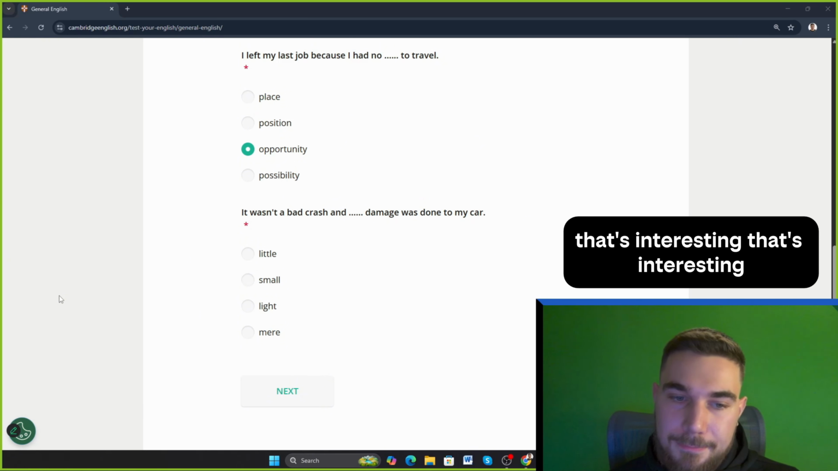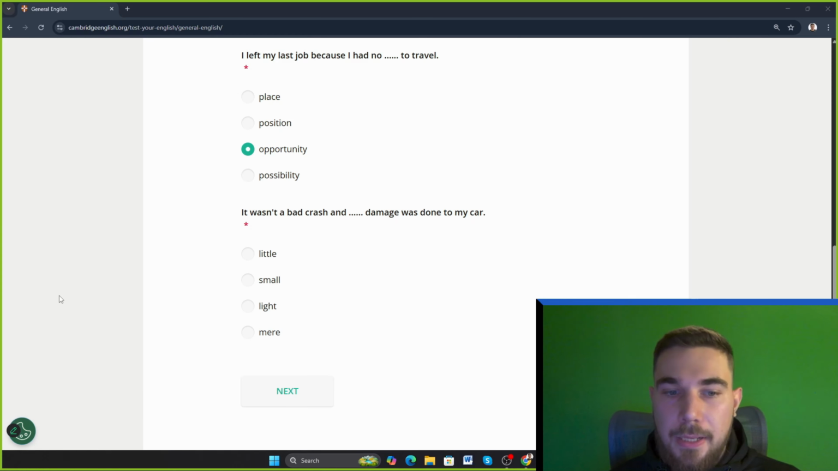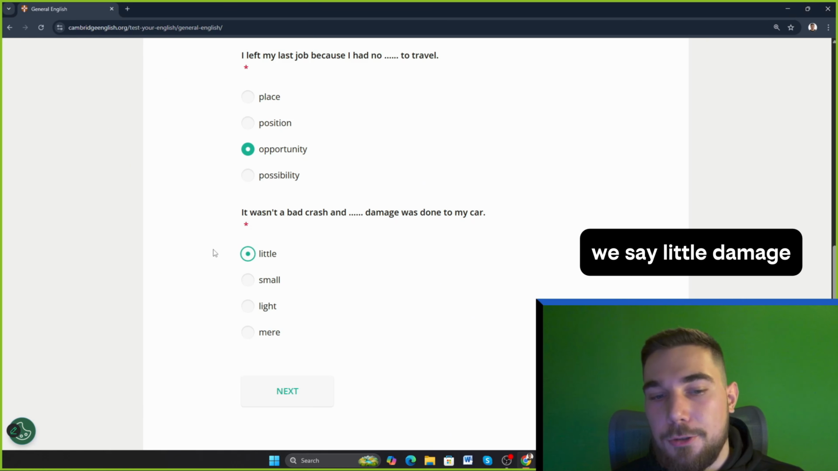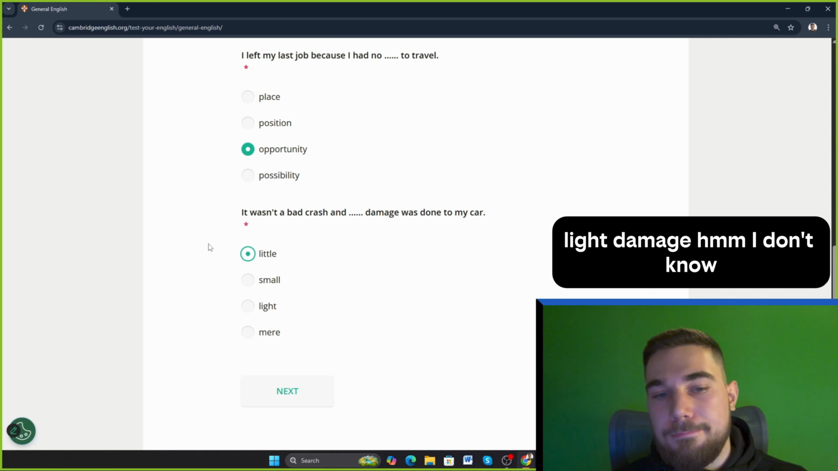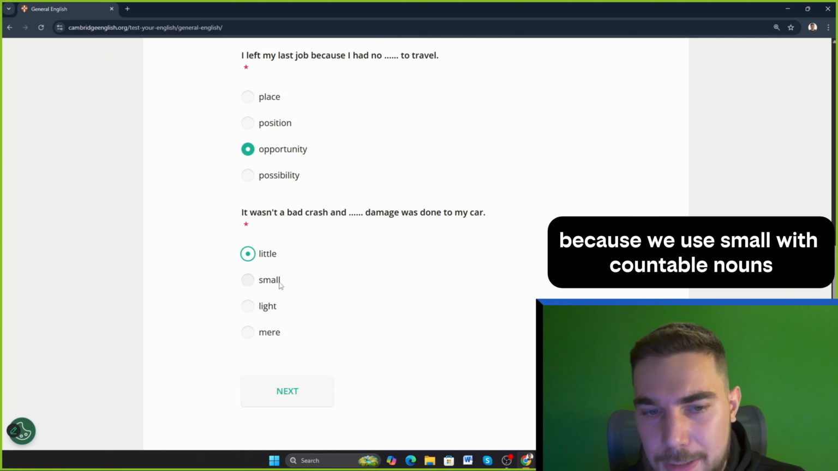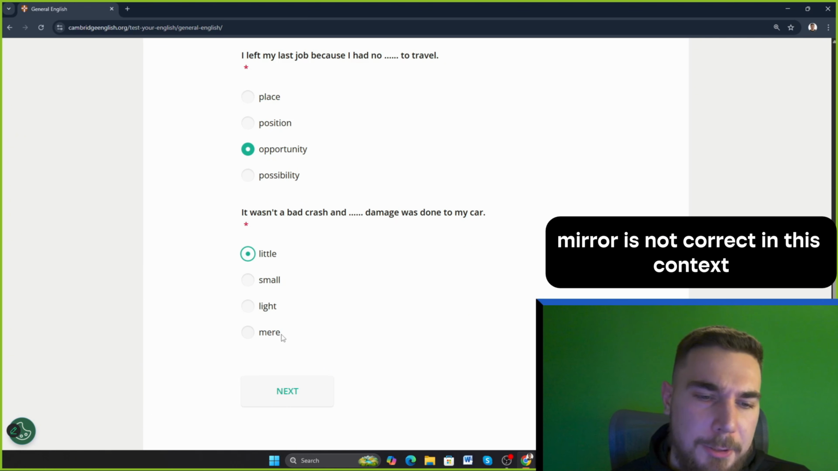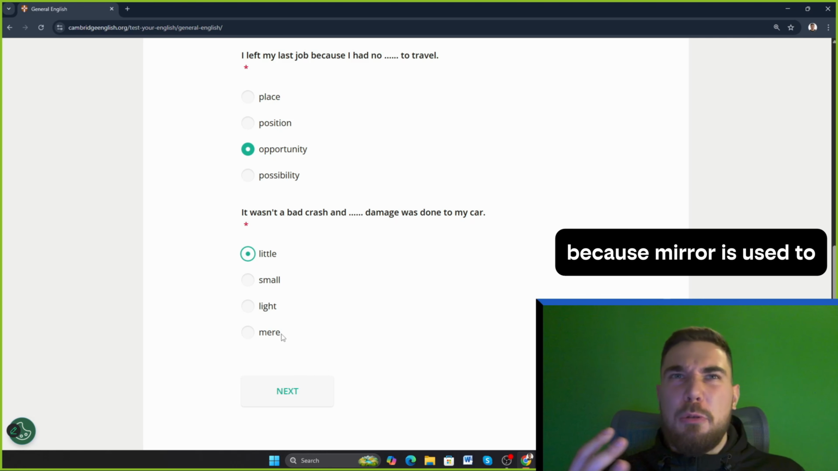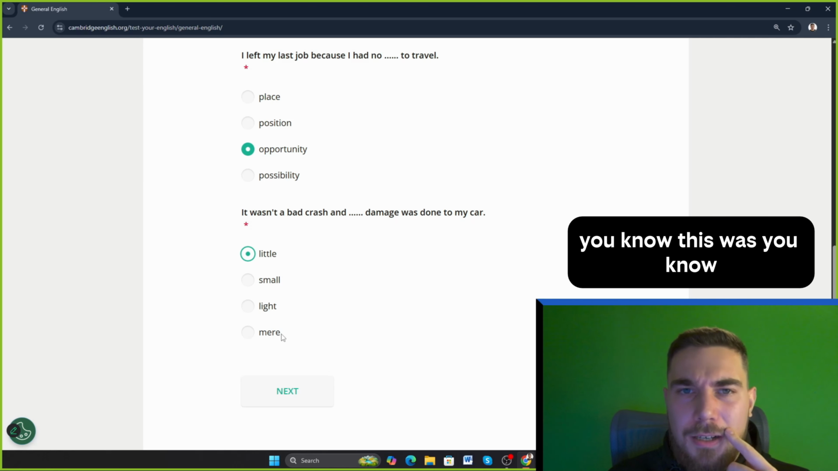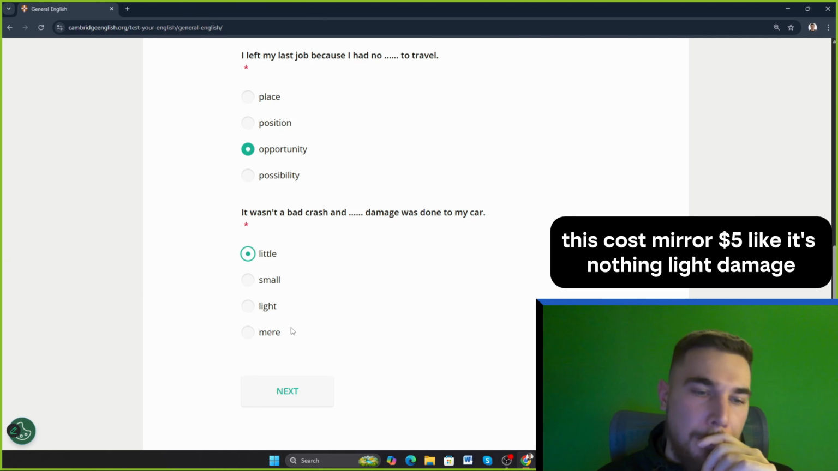That's interesting. I'm really curious what you're going to select. But the correct one is little. We say little damage. Light damage, I don't know. I mean, small is incorrect because we use small with countable nouns. Mere is not correct in this context because mere is used to emphasize how insignificant something is. This cost a mere $5, like it's nothing.